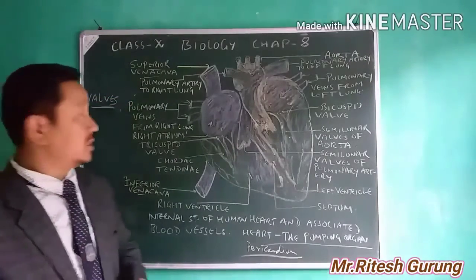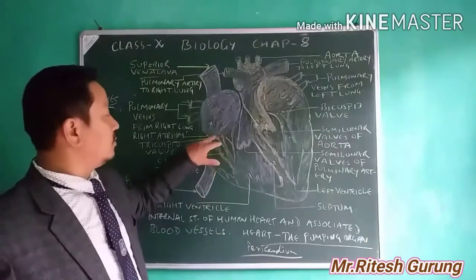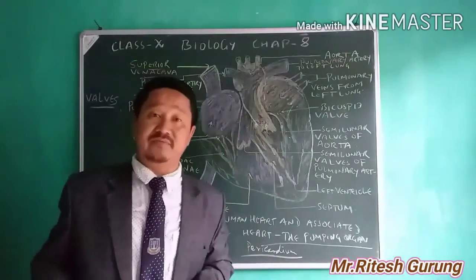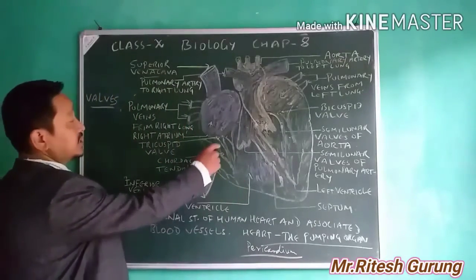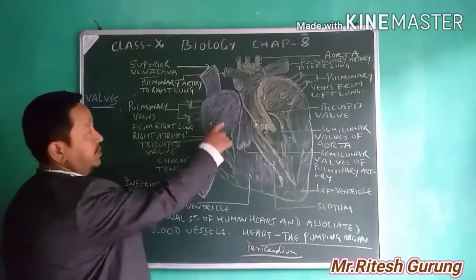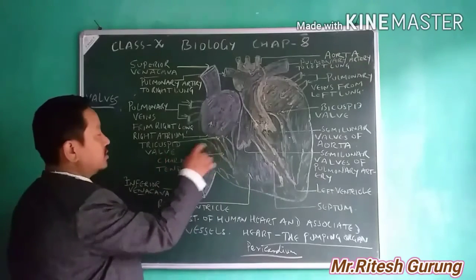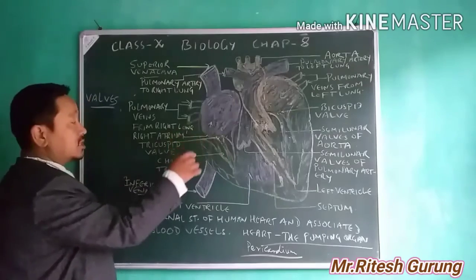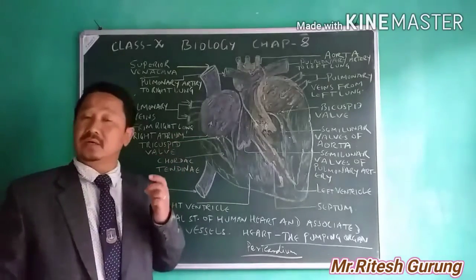Then we'll see valves. There are, as I've told you, mainly four different kinds of valves, and they all have their own functions. Let us begin with the tricuspid valve. As I've told you before, the valve between the right auricle and right ventricle is called the tricuspid valve, and it is tricuspid because it has three flaps or three cusps.